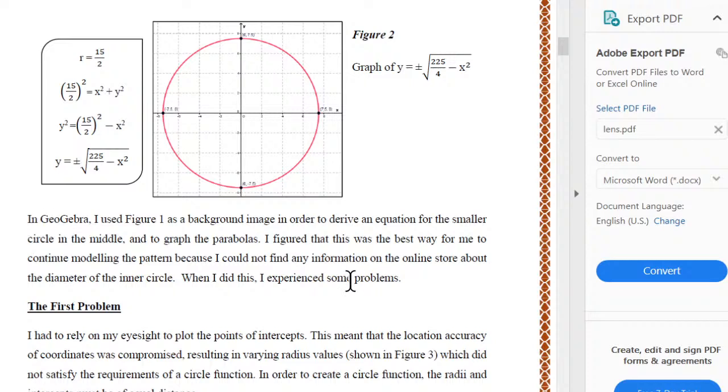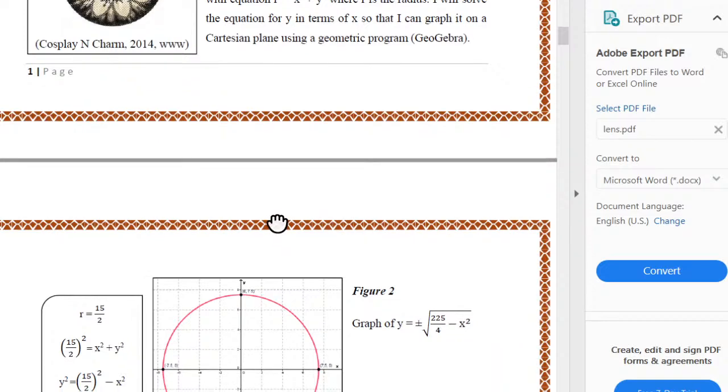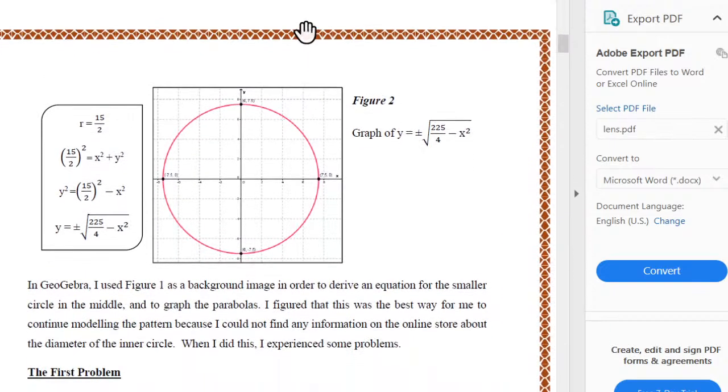Use of technology, GeoGebra. So background to graph the problems. I forget, this is the best way for me to find any information. So the outer one is 15 millimeters. That's fine. That's its personal engagement, to come up with your own estimates. So that's still personal.